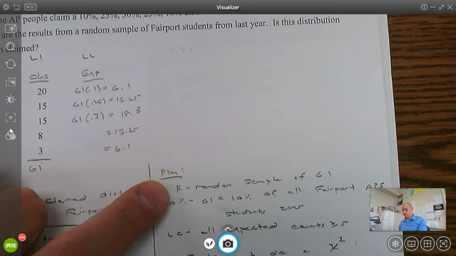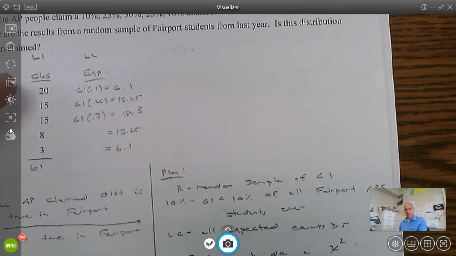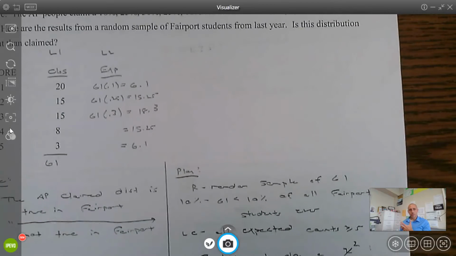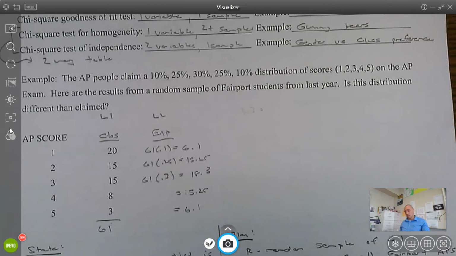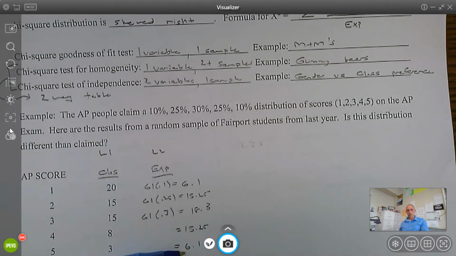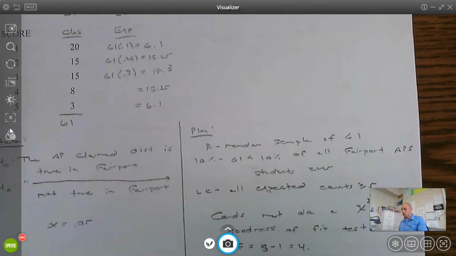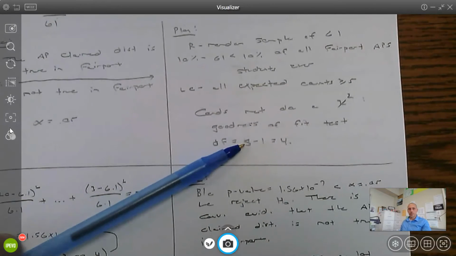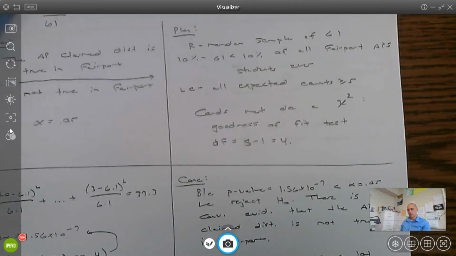So the conditions: the random condition, a random sample of 61. How did I get that? Sum this up. 61 is less than 10% of all Fairport AP Stats students ever. I don't know if that's true. Again, I made up the context a little bit to have some fun. Large counts: we've got to check the expected counts to see if they're all at least 5. So I'm just taking the sample size and multiplying it by those percentages that they claimed, and all of these numbers are greater than or equal to 5. Conditions are met. We're going to do a chi-squared goodness of fit test. The degrees of freedom are 4. It's the number of categories, 1, 2, 3, 4, 5, minus 1.